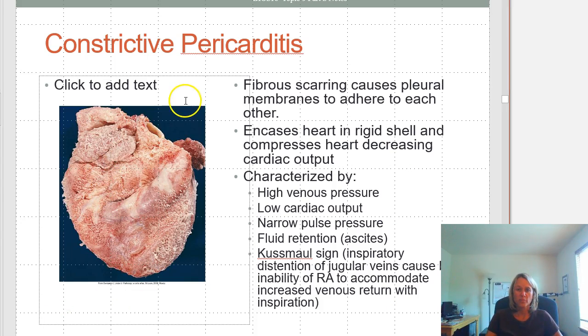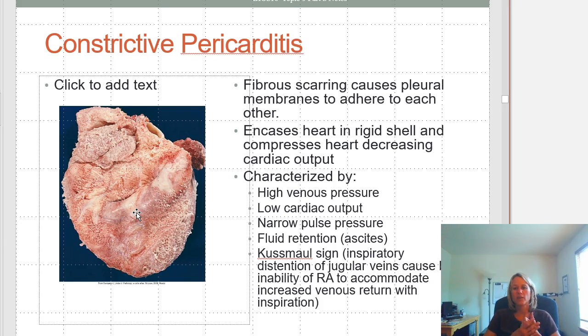Okay, constrictive pericarditis is where we have scarring that causes the pericardial membranes to adhere to each other. And this is going to encase the heart in a rigid shell, and that's going to compress the heart. It's not going to be able to fill properly, and that's going to decrease the cardiac output.